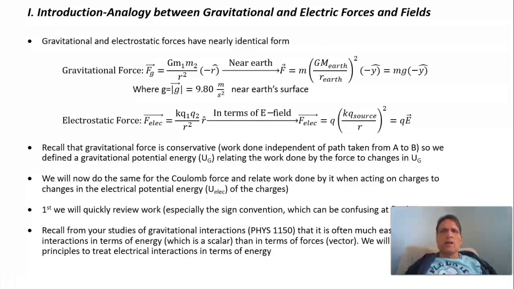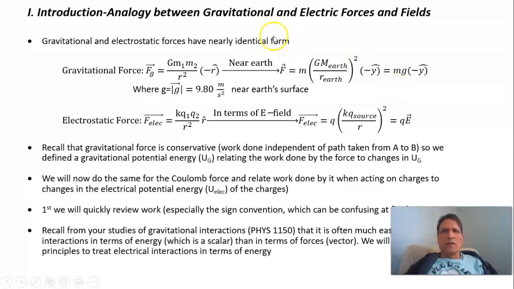Okay, now you also recall, hopefully, from Physics 1150 that forces are vectors, and it's often easier to describe the interaction between the Earth and some mass m in terms of energy, right? In terms of potential energy of the interaction between the mass and the Earth. And you derived this quantity called the gravitational potential energy, which was mgh, where h was the height above the Earth, and you defined the zero point of the energy at the surface.